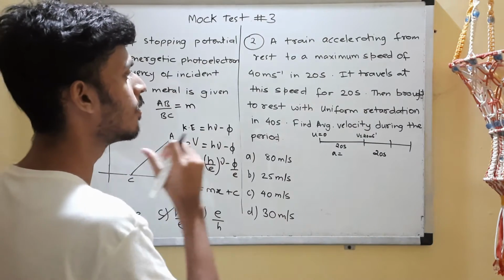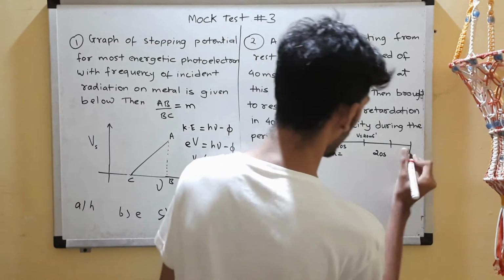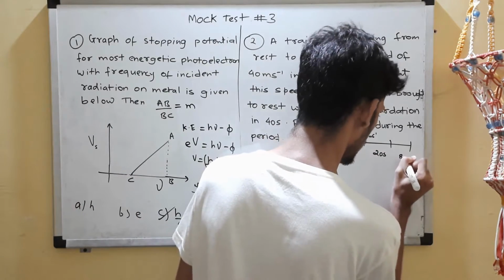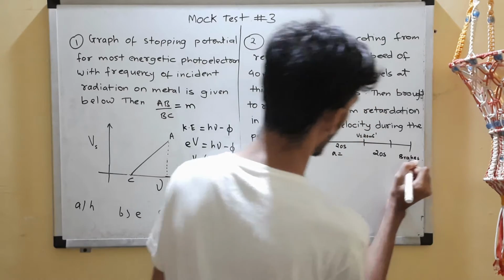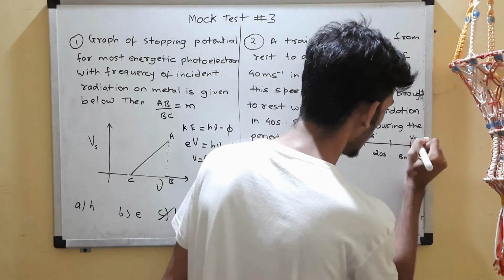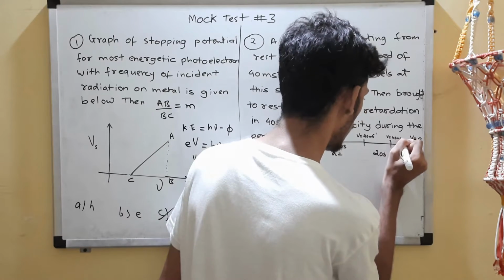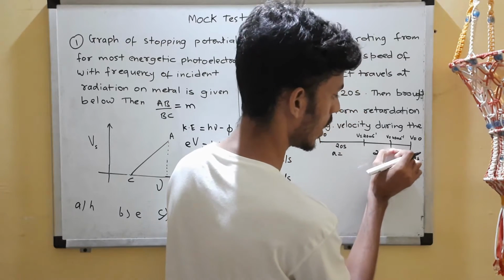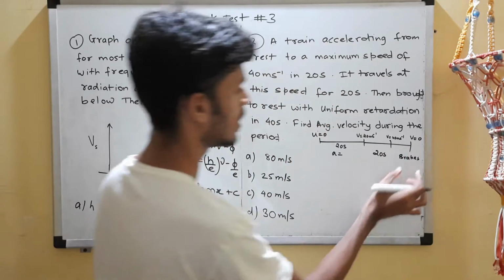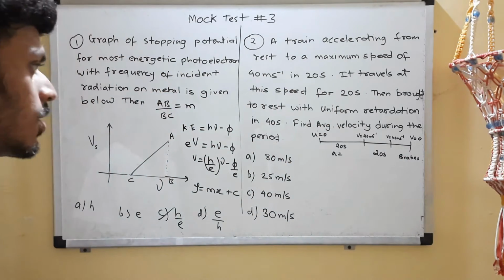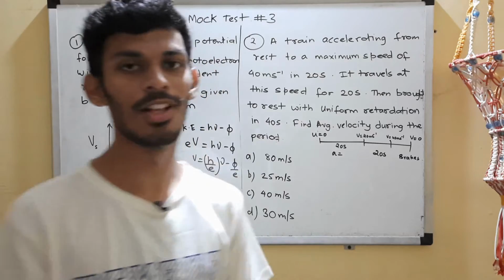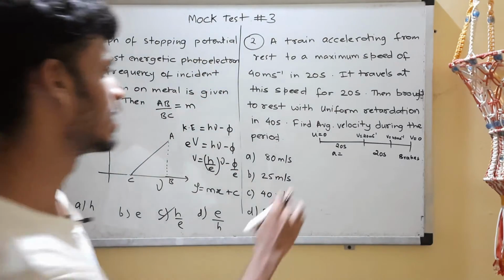And in the third part, some negative acceleration is applied. So brakes are applied, and the train finally comes to rest. Of course, here it has a velocity of 40 meters per second, right? It begins with 40, but finally it is brought to rest by applying some brakes. You're supposed to tell what is the average velocity across this period.